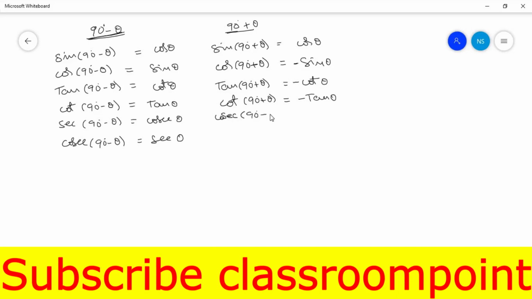Cosec 90 plus theta is equals to sec theta. Cofunction of cosec is sec. Actually it is second quadrant angle 90 plus theta. In second quadrant cosec is positive. Sin and cosec are positive in second quadrant. And now sec of 90 plus theta. Cofunction of sec is cosec theta. In second quadrant sec is negative, that's why we are writing here minus.